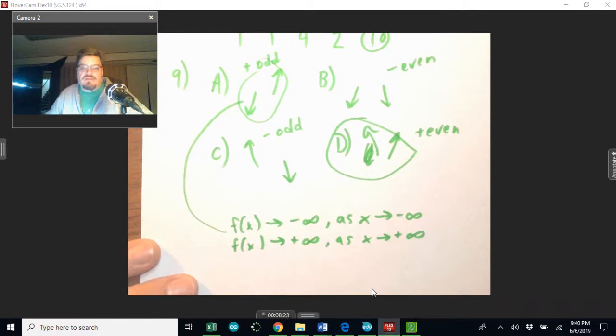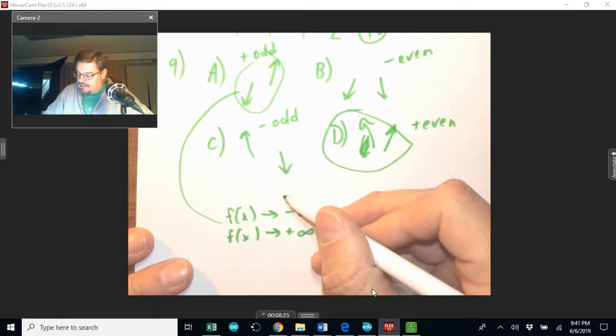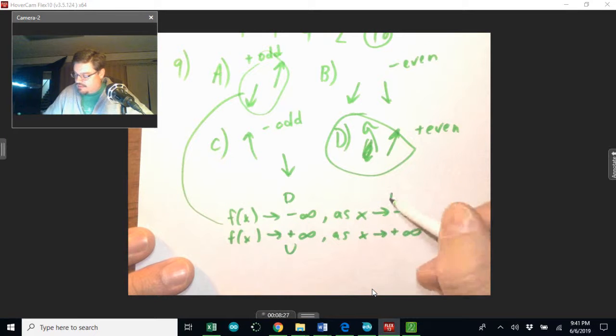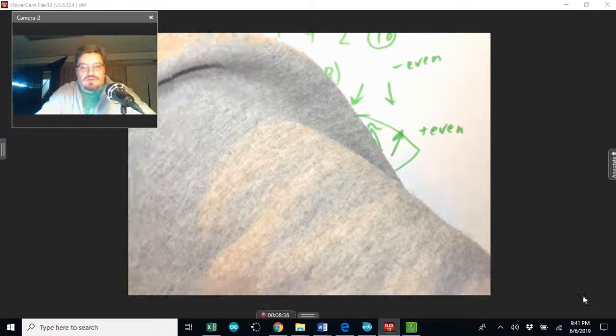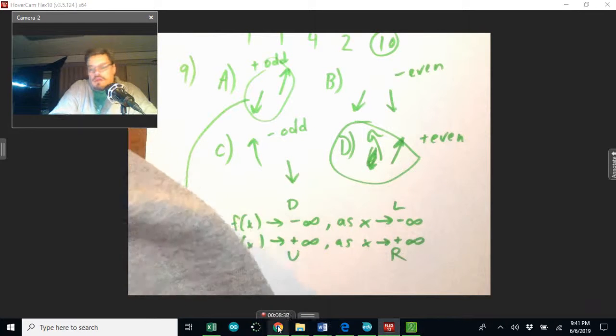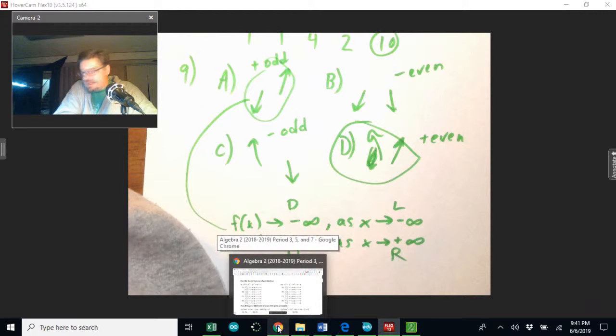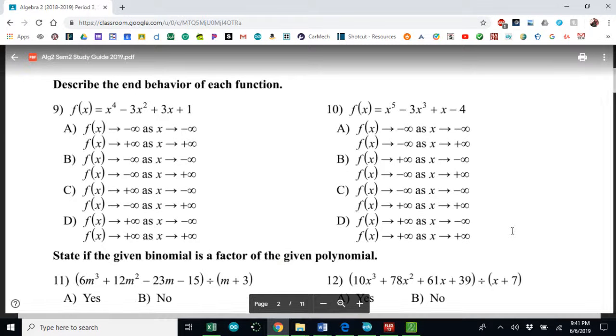So I just have to find that guy. Again, this is down, this is up, this is left, that's right. Just keep thinking about negative and positive infinities. You'll be fine. So that's number 10. That would have been C. So it's C.